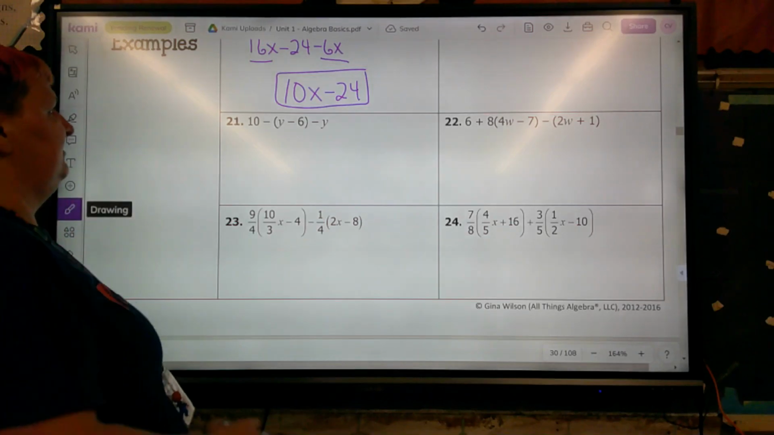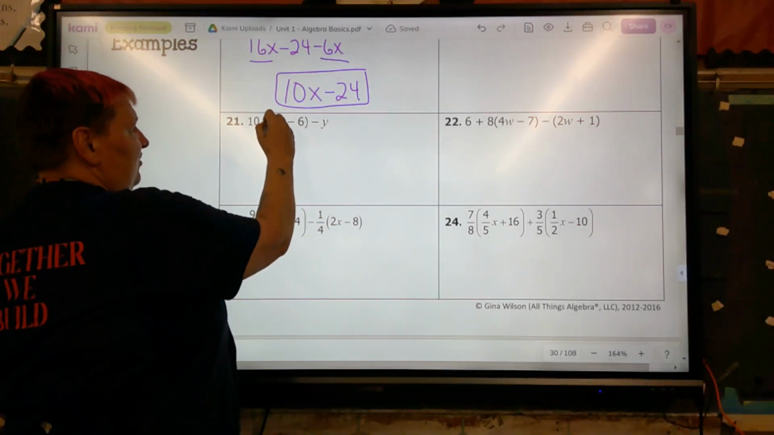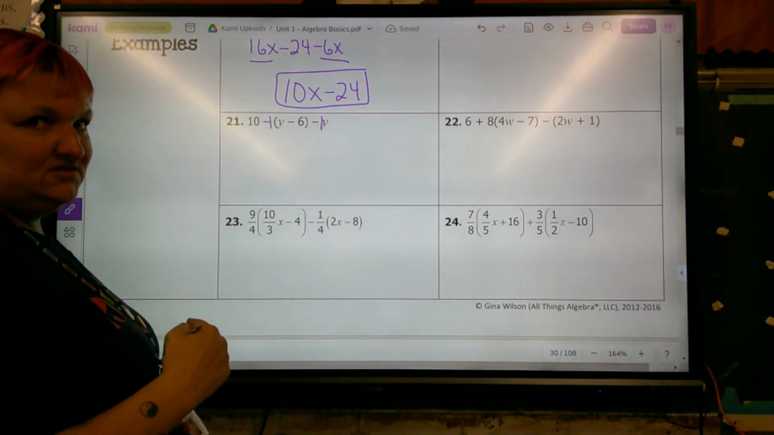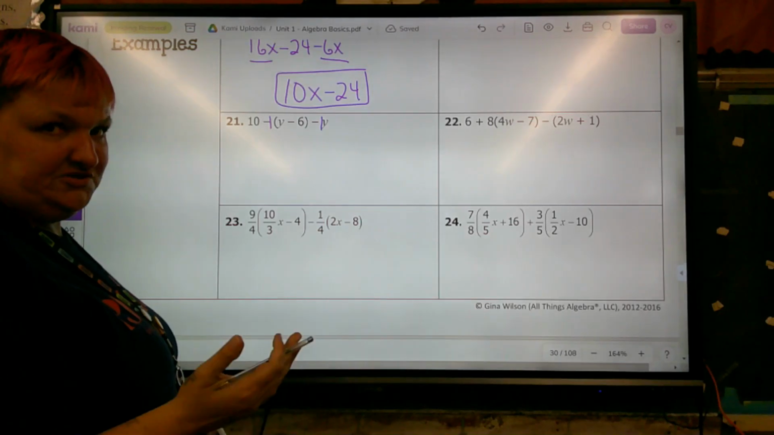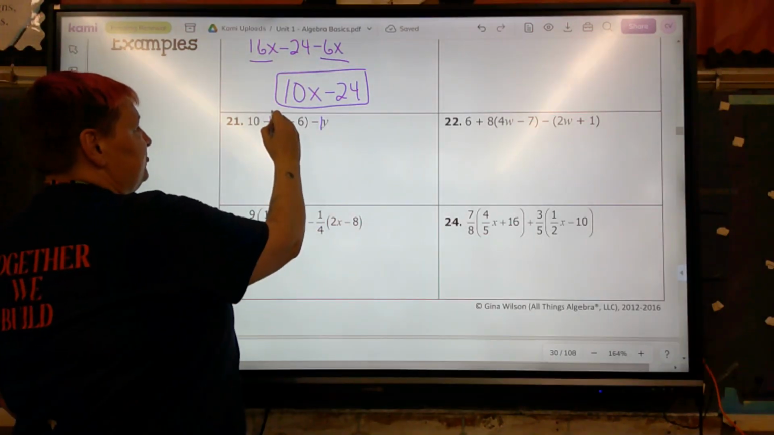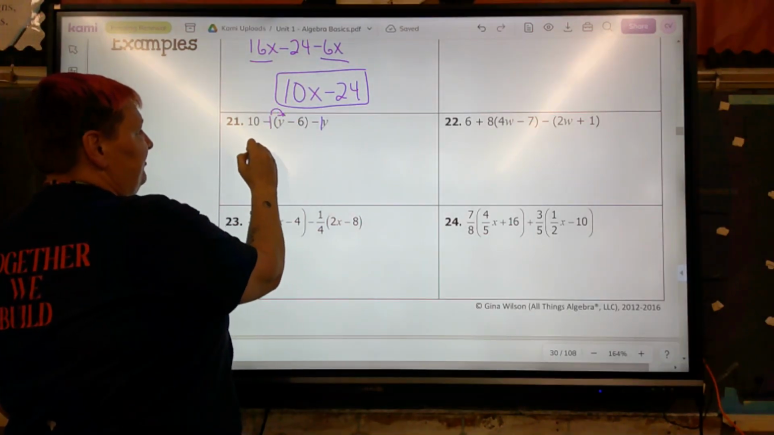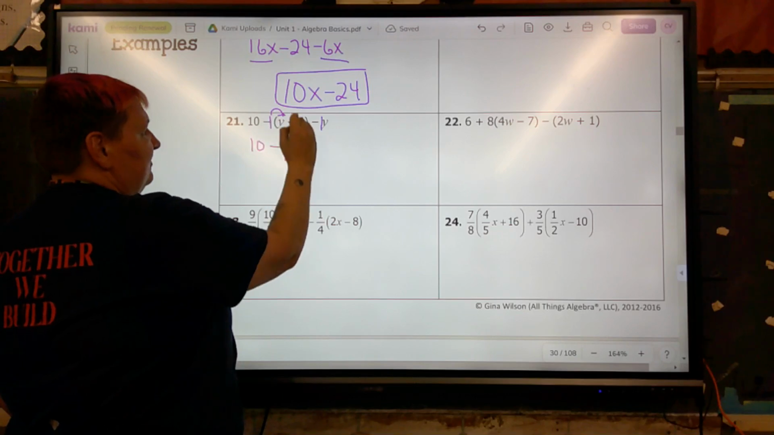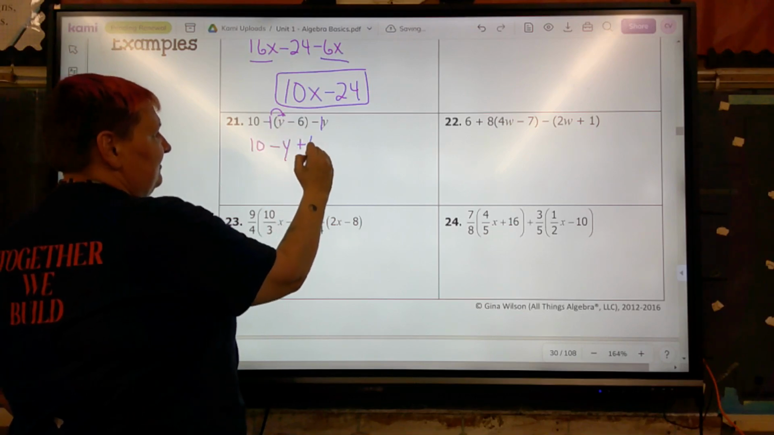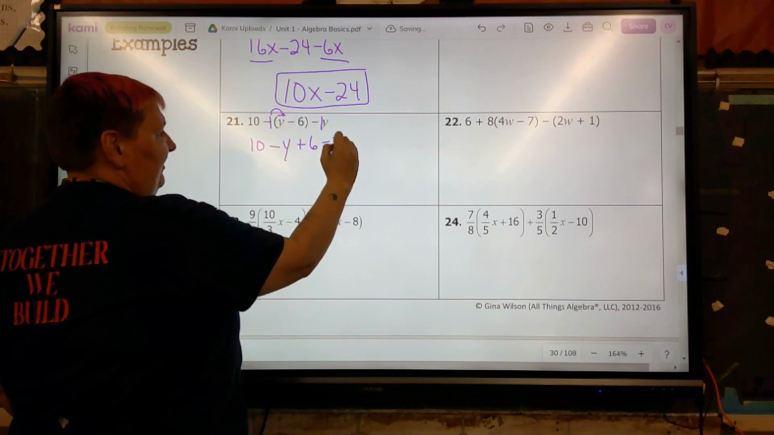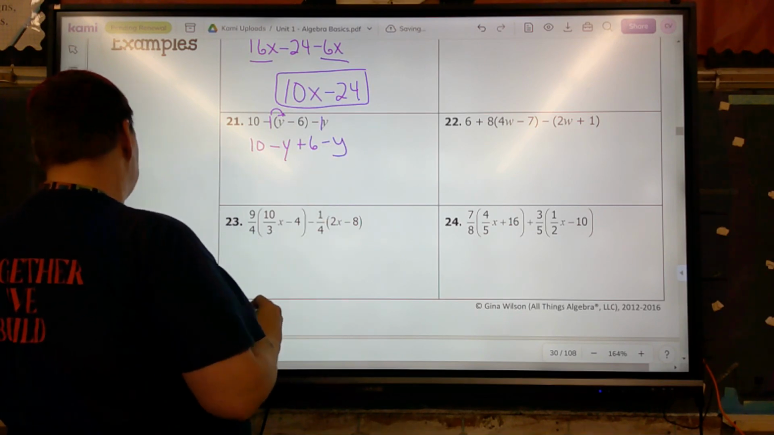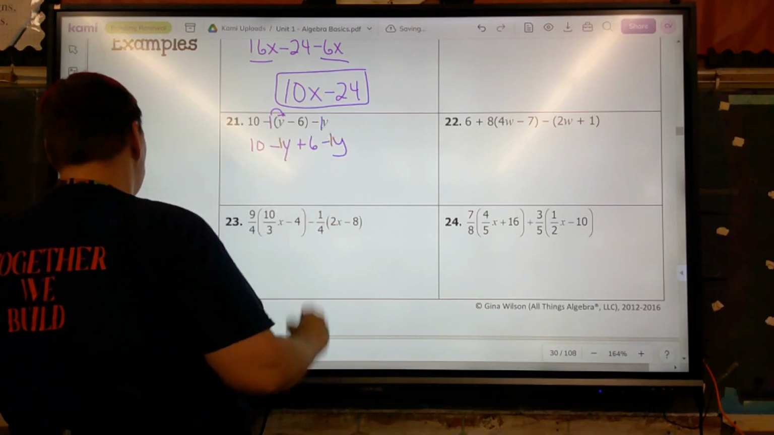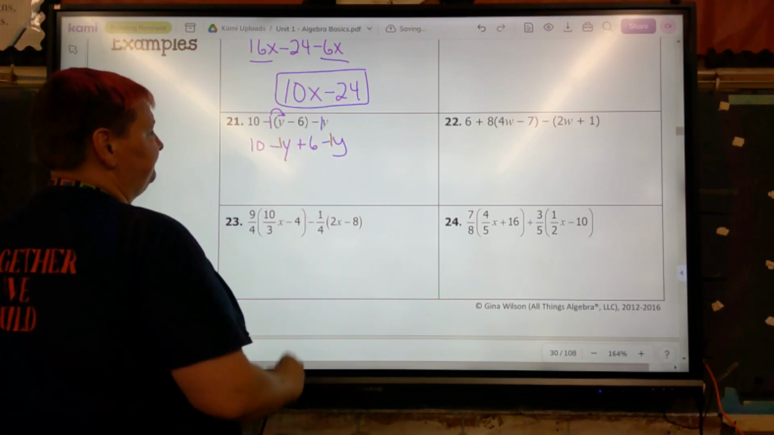Alright, again, be careful. Invisible 1. Go ahead and put the invisible ones. I promise you it will help until you get used to it. Alright? Distribute. So bring down your 10. And it's going to be negative y plus 6. Bring down your negative y. You notice I didn't bring down the invisible 1, but you can put them there if you want to.